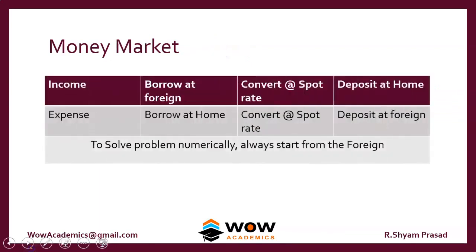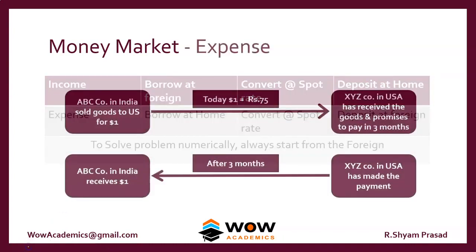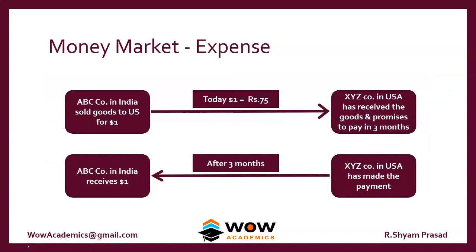Rather than seeing it as a theoretical topic, we'll look at it in a step-by-step manner so that we get an idea. ABC Co is an Indian company and has sold goods to the US for $1. Today the price of $1 is equal to 75 rupees. XYZ says that they will make the payment in 3 months' time. In 3 months' time, XYZ Co has made the payment and the Indian company has received the $1.